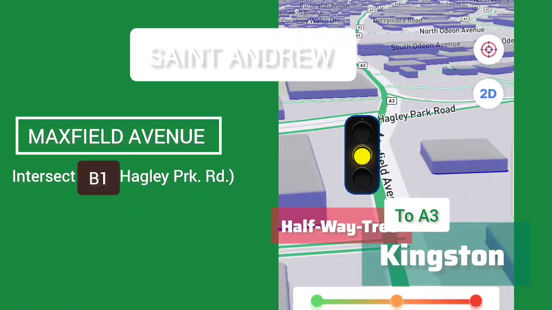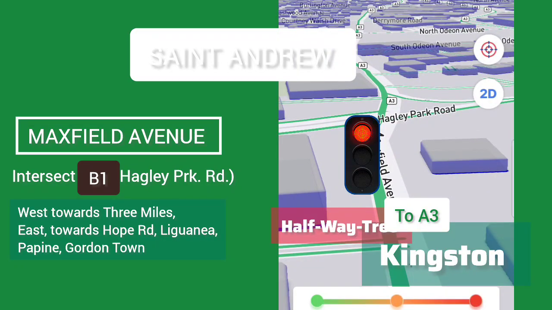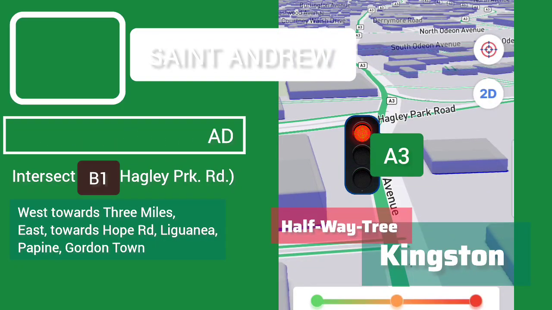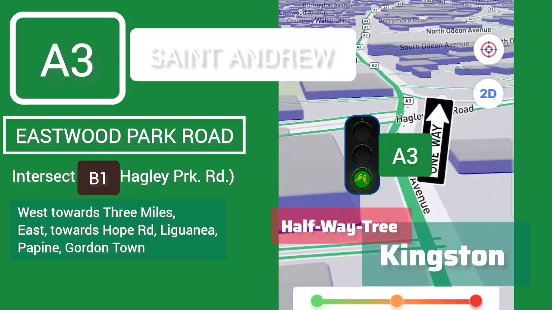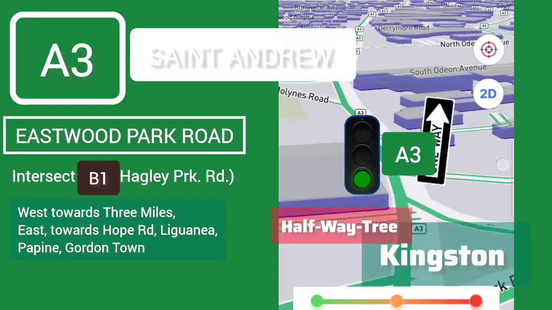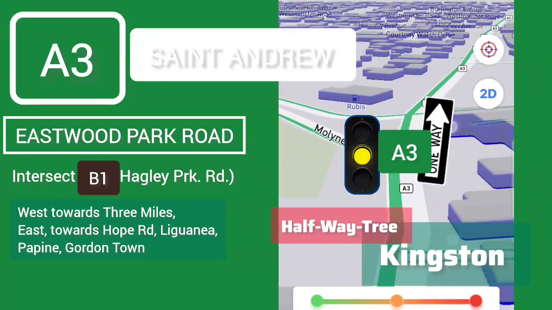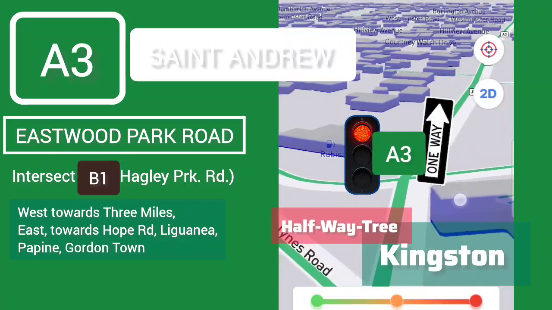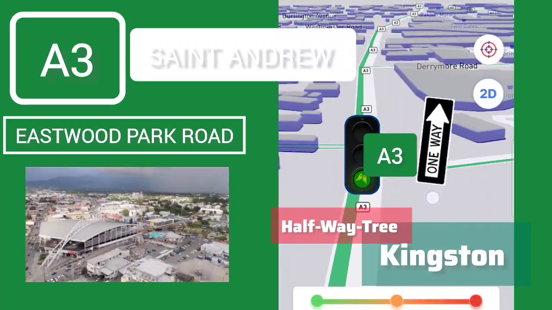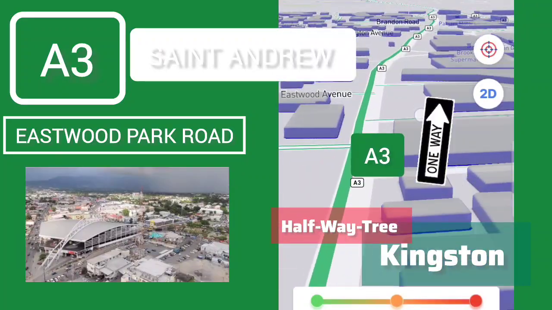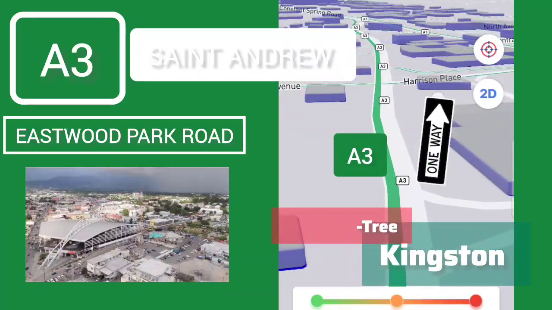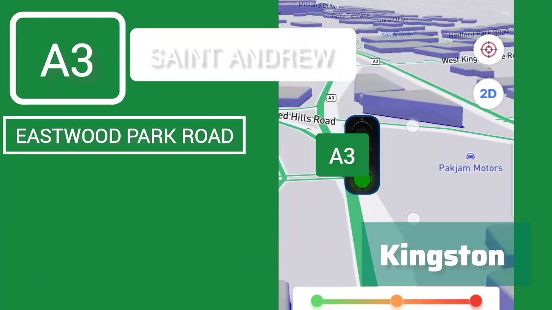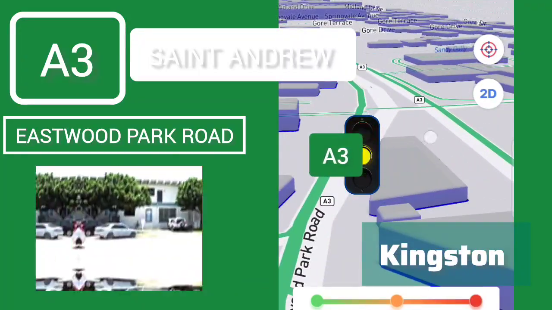Well, this is what Google Maps said the A3 begins, but the A3 actually should begin on Orange Street in downtown Kingston, but anyway, we're gonna follow it. So we're heading across Maxfield. We're now on Halfway Tree. We're heading across onto Eastwood Park Road, passing Reliance Road, passing by the Halfway Tree Transport Center, all the way up along Eastwood Park Road, which is also a one-way heading north, before we join up with Constant Spring Road to continue the journey onward.